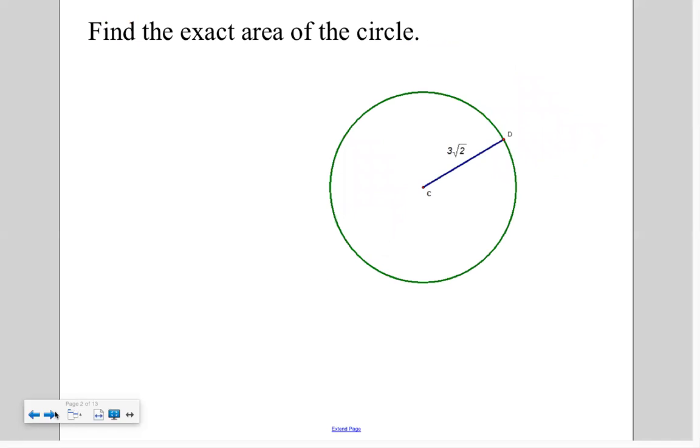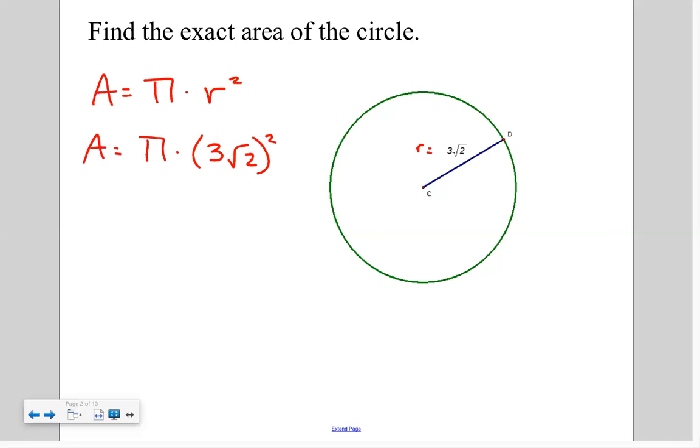All right, so we're going to go through a couple examples of finding the exact area of a circle, and I'm going to show you the two different ways that you can leave your answer in an exact format. We have a circle, and we're given the radius. The radius is 3 radical 2. Sorry, it's a little small for those of you in the back row. So the area of our circle is pi times the radius squared, so area equals pi times 3 radical 2 squared.